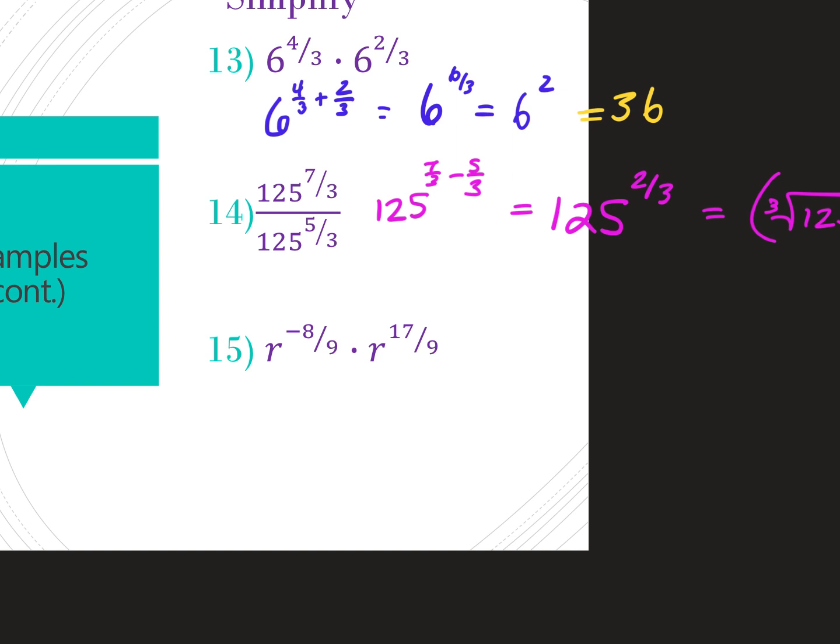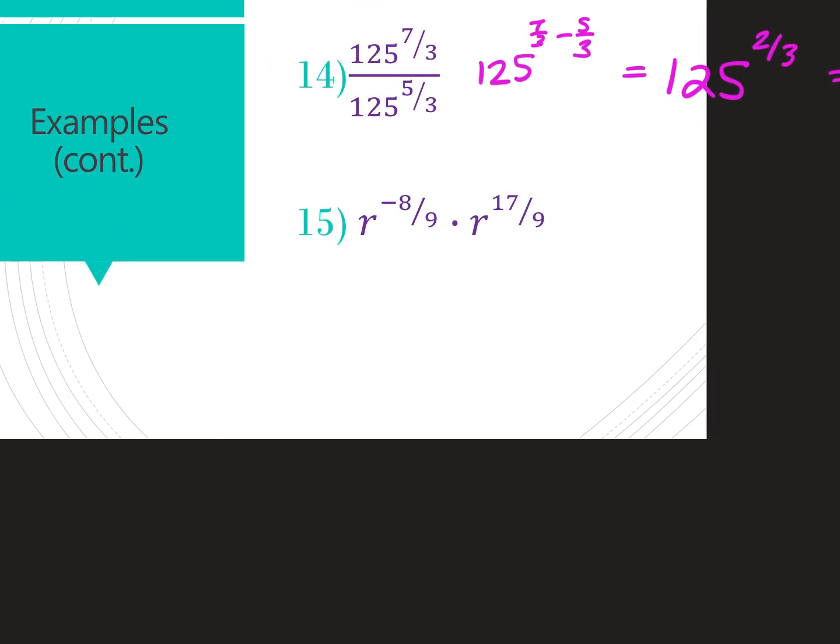All right, so we look at 15, and initially, some of you are going to think, oh, okay, I have negative 8/9, I can put it in the denominator. Is that true? Yeah, absolutely. If you wanted to, you could rewrite this as r to the 17 over 9 over r to the 8 over 9, correct? I could do that, right? What am I going to end up doing with my exponents here?